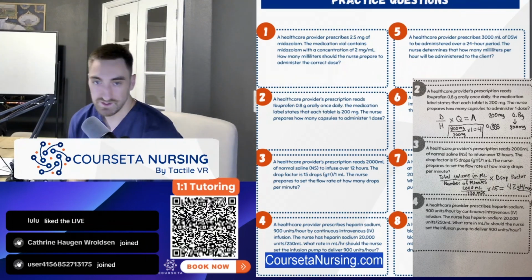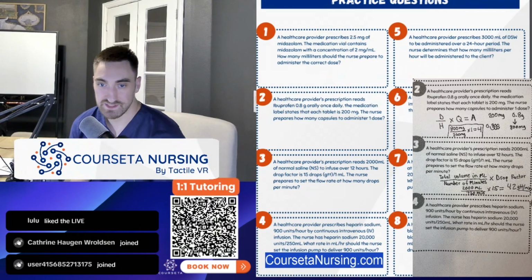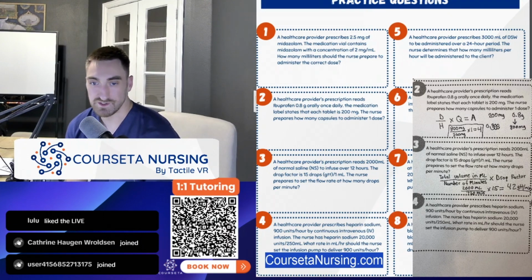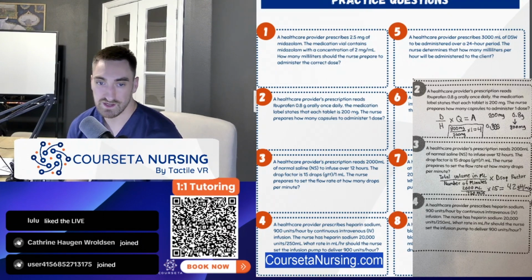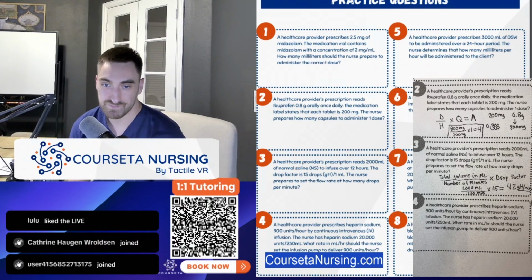It reads, a healthcare provider prescribes heparin sodium 900 units per hour by continuous intravenous, so IV infusion. The nurse has heparin sodium 20,000 units per 250 mLs. What rate in mLs per hour should the nurse set the infusion pump to deliver 900 units per hour?